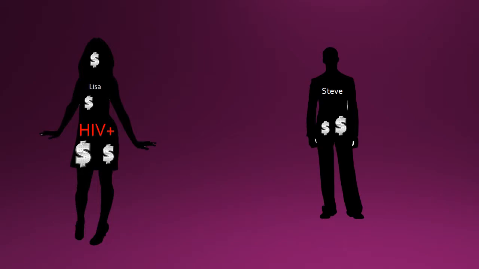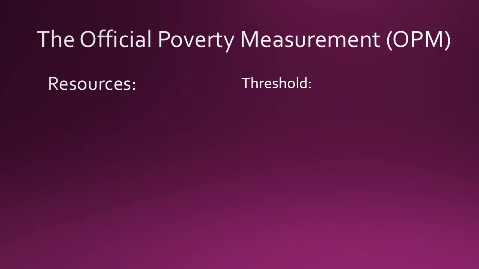However, Lisa has recently contracted HIV and has to pay large sums of money every month to receive treatment. These medical out-of-pocket expenses ultimately reduce her disposable income more than Steve's. In this situation, who is poorer? According to the measurement type in America now, Steve is poorer. America uses a measurement called the OPM, or the Official Poverty Measurement. The OPM is an absolute form of measurement, which means it remains constant in regards to standard of living. It can increase or decrease due to inflation only.